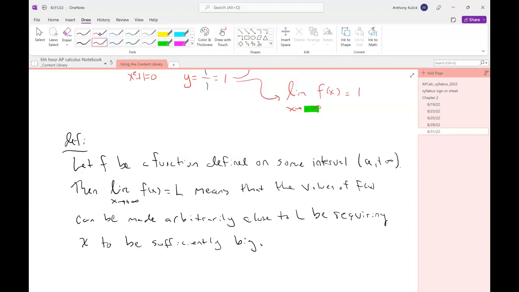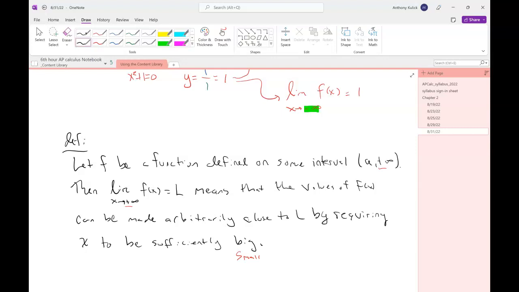Everybody's okay with that? Now this is for positive infinity. How does this definition change for negative infinity? Yep. So rather than writing a second definition, I'm just going to put a couple updates in red. Wait, is it arbitrarily close to L by requiring x? Yeah, that should be by. Sorry, couldn't read my own penmanship.